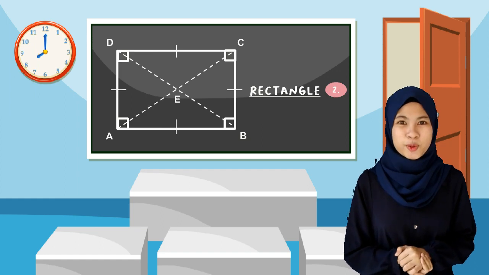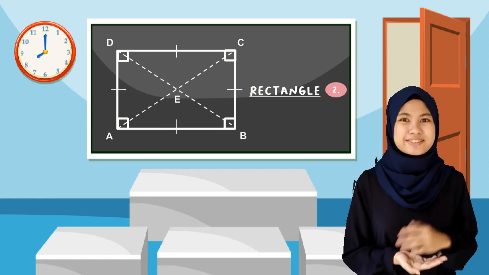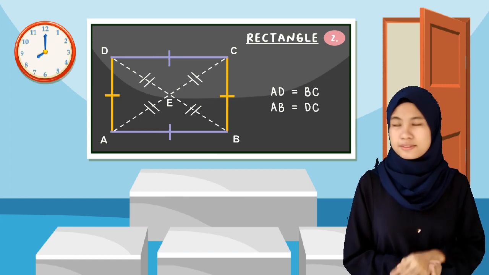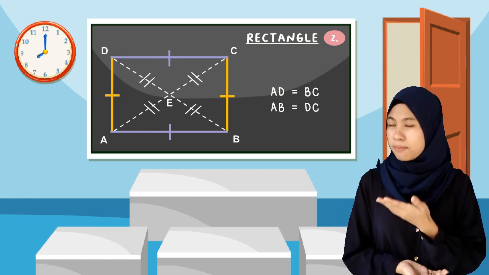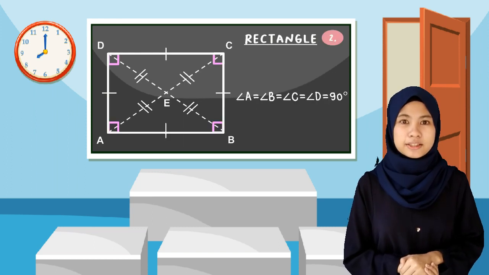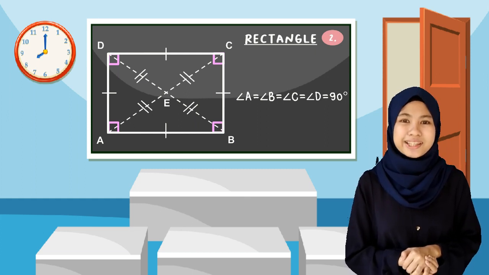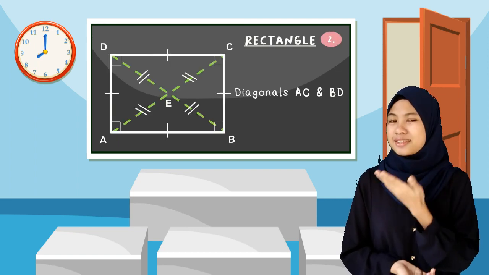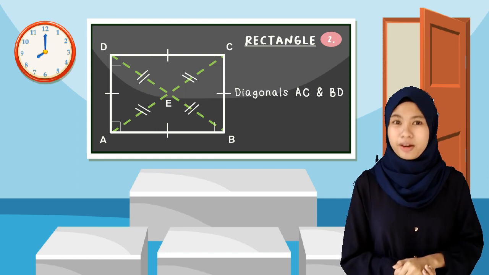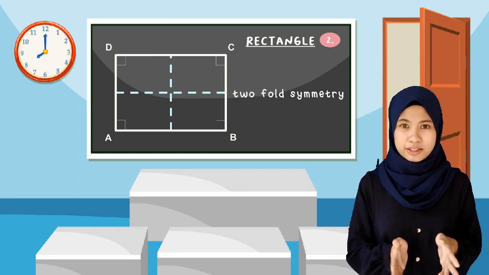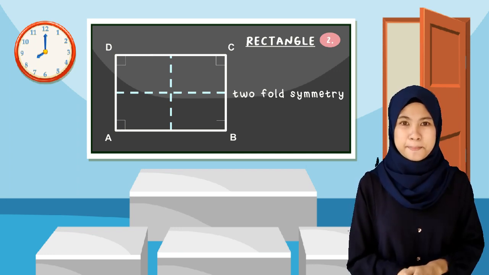Next, rectangle. What is a rectangle? A rectangle is a two-dimensional shape in geometry, which has 4 sides and 4 angles. A rectangle has 2 pairs of equal sides: AD equals BC, AB equals CD. A rectangle has 4 equal angles: angle A equals angle B equals angle C equals angle D equals 90 degrees. A rectangle has 2 diagonals, AC and BD, which intersect at a point. A rectangle has the horizontal and the vertical fold symmetry, so a rectangle has 2 fold symmetry.